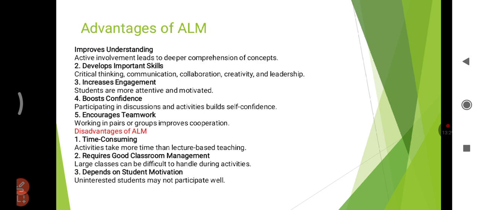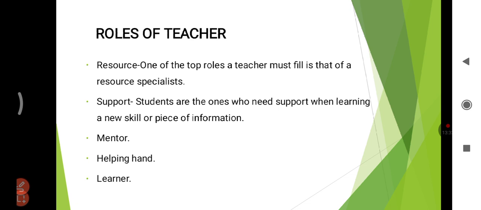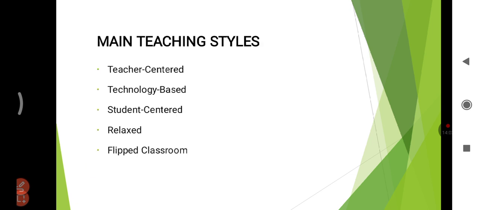Then advantages and disadvantages. Then the role of teacher. In the learner centered method, one of the top roles of the teacher is resource provider. A teacher must fill this role as a resource specialist. Support students who need help when learning new skills and new information. The teacher is a mentor, a helping hand to the learner. The main teaching styles: teacher centered, technology based, student centered, relaxed, flipped classroom. These are the main teaching styles.